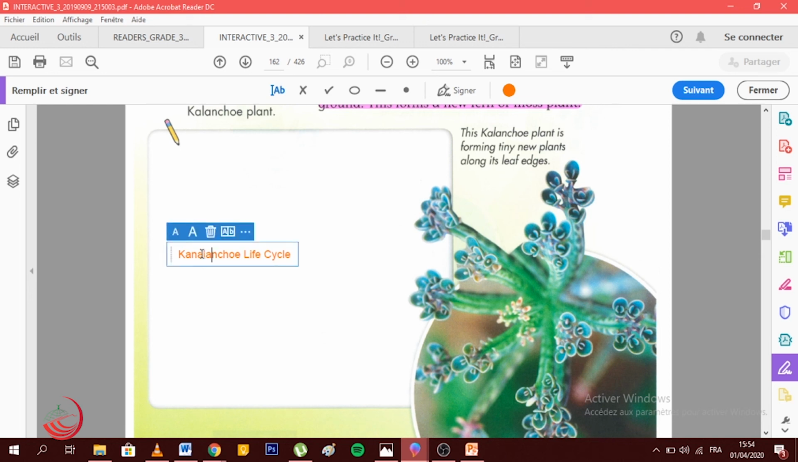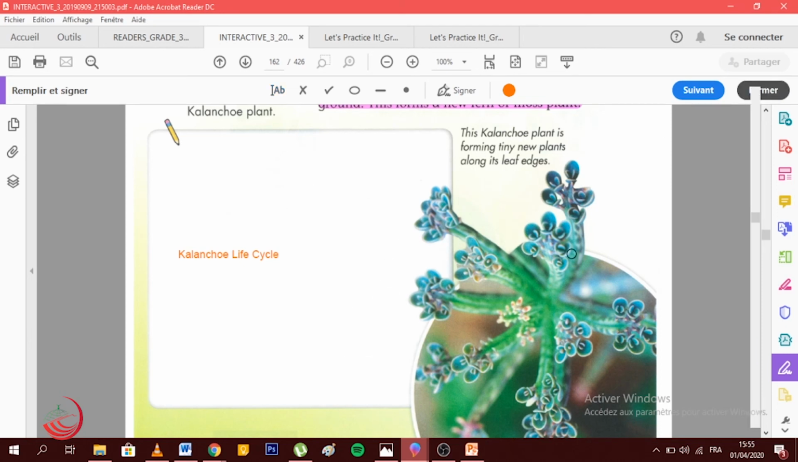Alright, I will give you the correction for this life cycle. I'm just correcting this. So we will correct it, and I will see your drawing, and I will send you also the correct drawing of the life cycle of the kalanchoe plant.